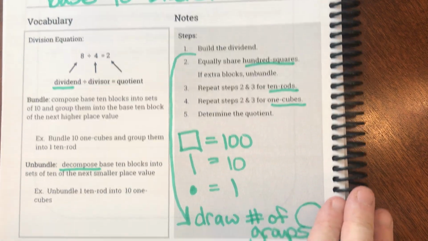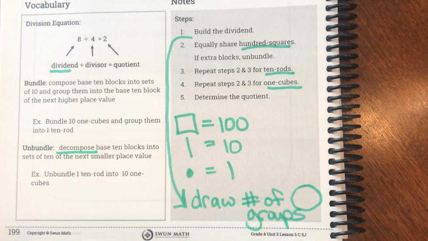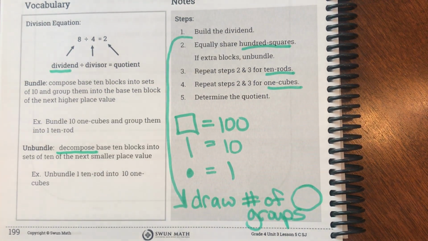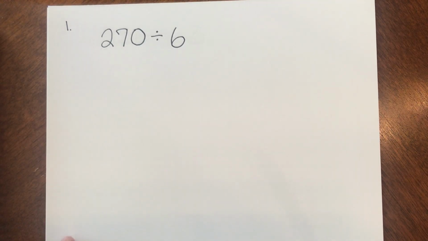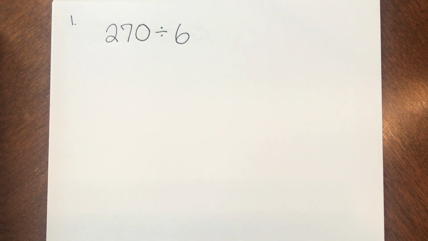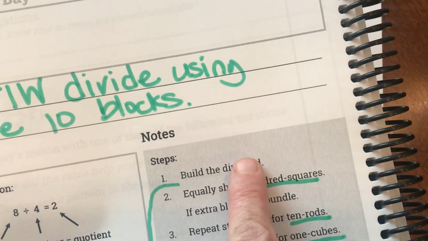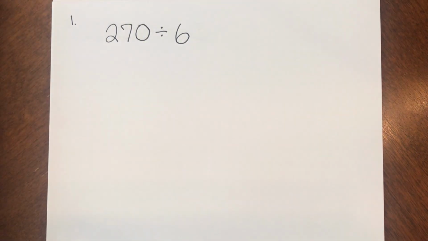And I'm going to really follow these steps closely today, boys and girls, so as I'm working, you might want to use your book and follow along with me. Okay, I'm going to get started. My first problem says 270 divided by 6. So my dividend is 270. That's the number I'm going to divide. And then my divisor is 6. Okay, so my first step says I'm going to build the dividend using my base 10 blocks.